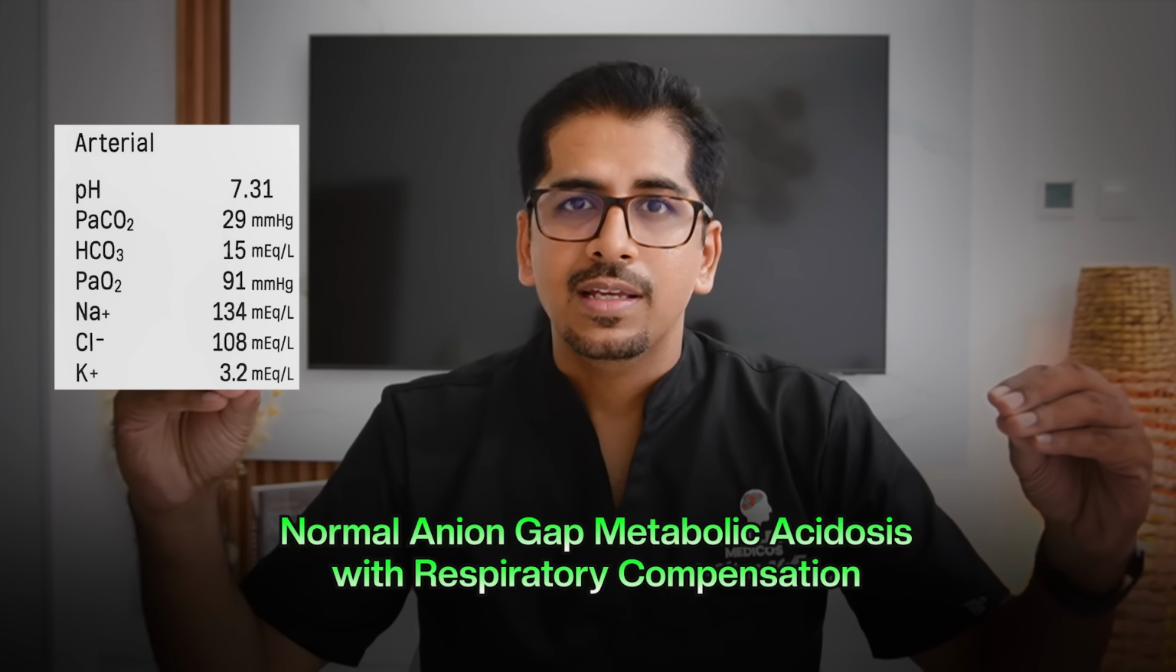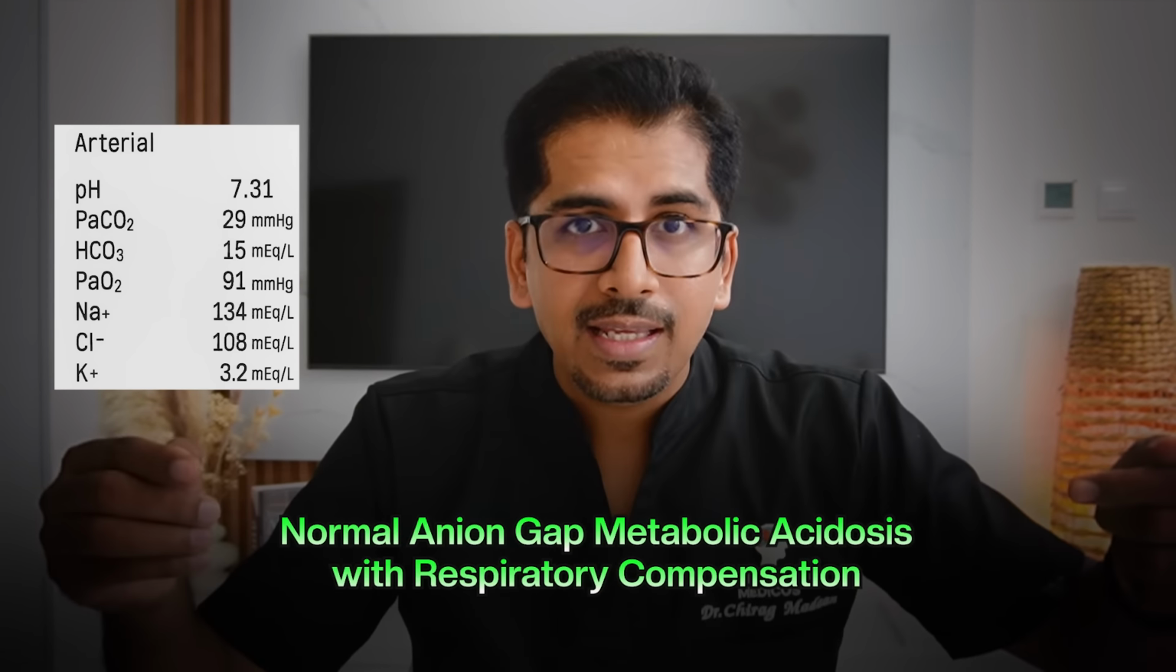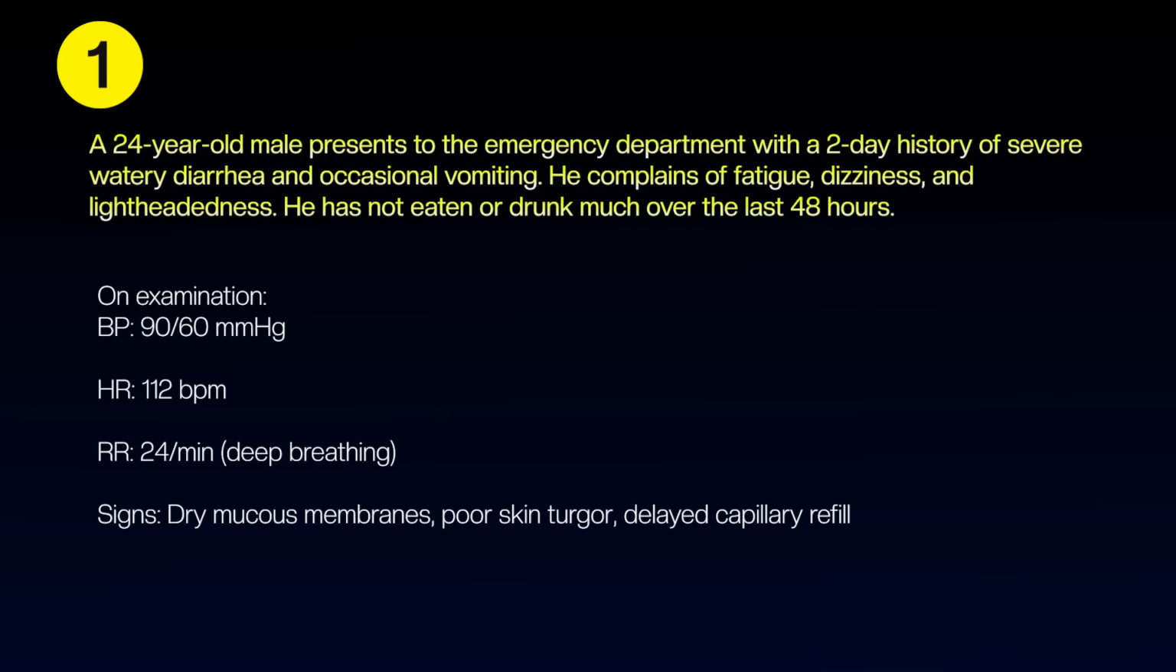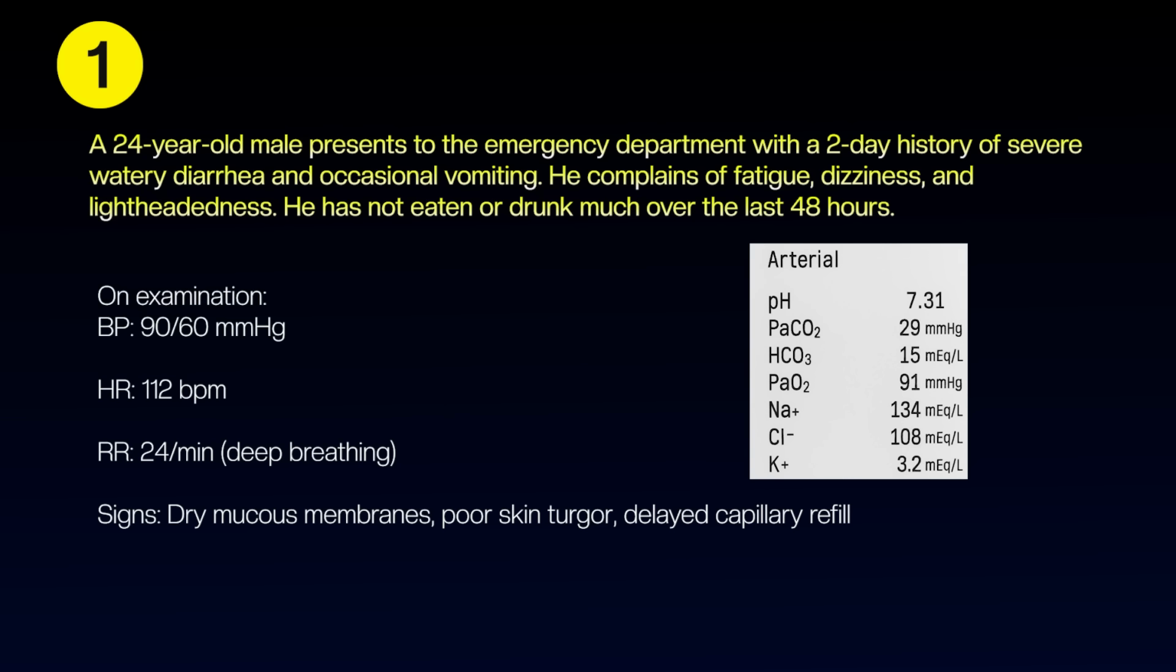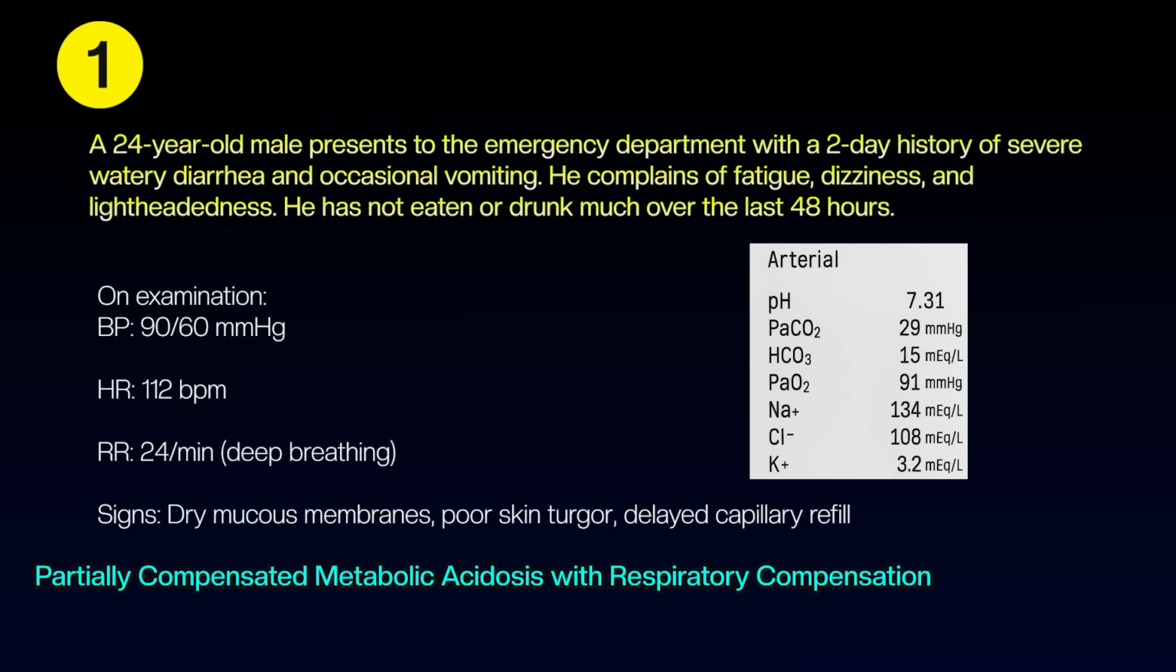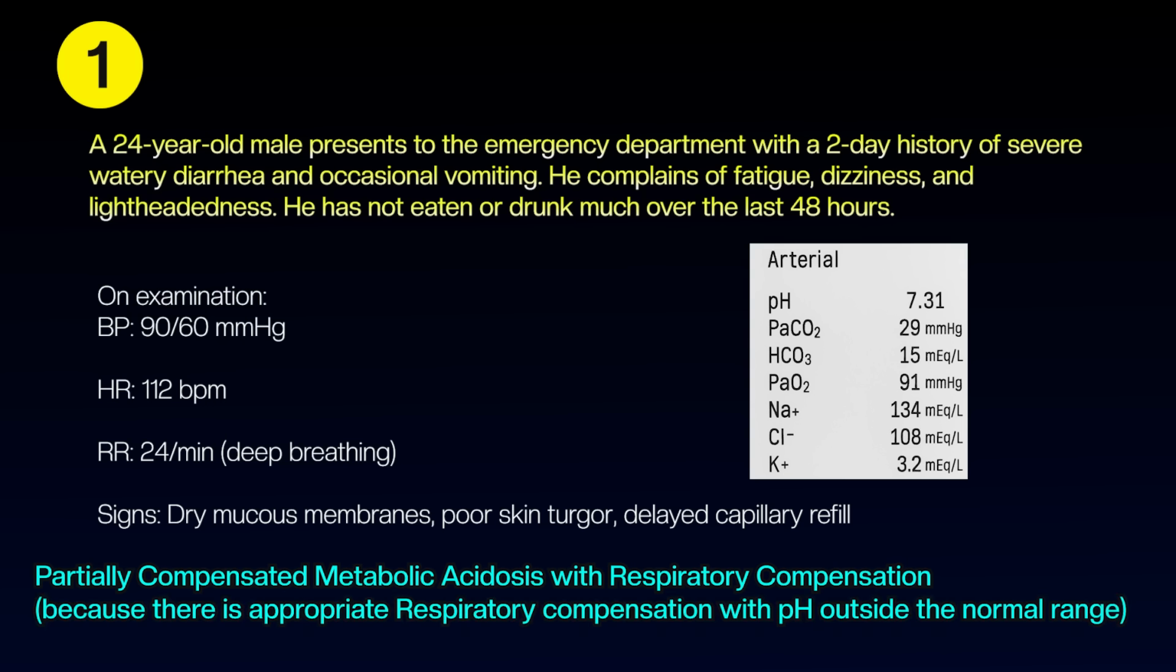So this is what I will say. But if I say in totality, is this ABG a compensated one or a non-compensated or uncompensated? To give you the full answer, this ABG is partially compensated. I'll tell you why. Because there is an appropriate respiratory compensation done, but pH right now is out of the range. It is less than 7.35. Hence, we will call it partially compensated metabolic acidosis with respiratory compensation. That is the full answer.